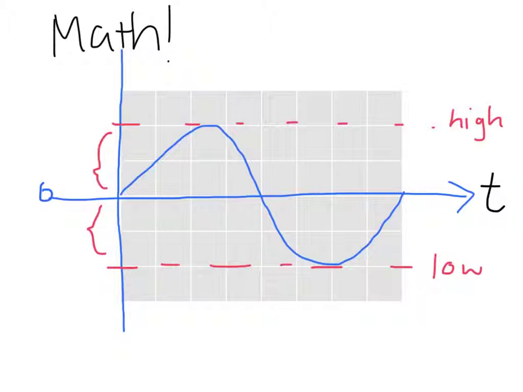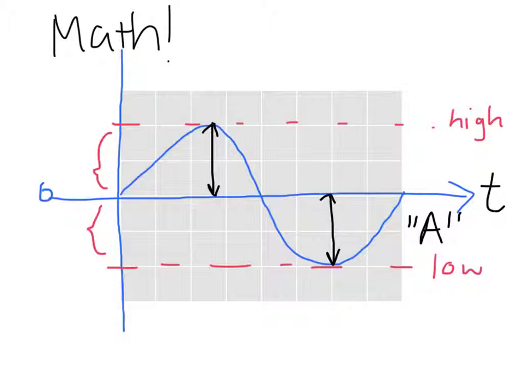Now we'll identify some of the graphical anatomy of a sine curve. So this distance here, the distance between the equilibrium and the high point, which is the same as the distance between the equilibrium and the low point, is called the amplitude, or A.